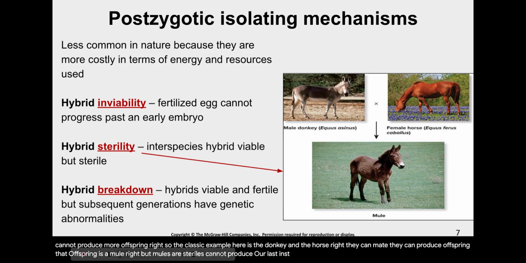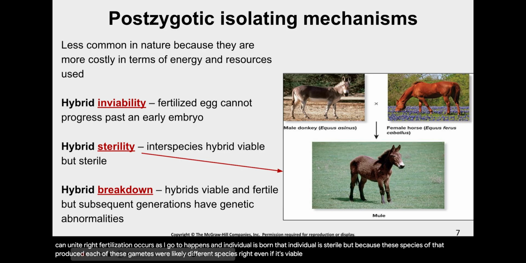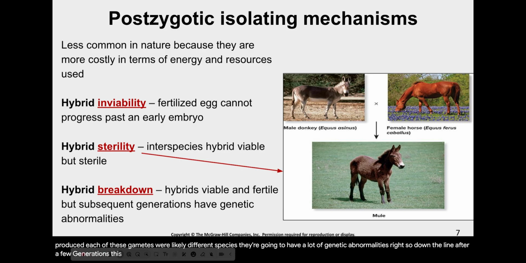Our last instance here is hybrid breakdown. So that's where the gametes can unite. Fertilization occurs, a zygote happens, an individual is born. That individual is viable, but because the species that produced each of these gametes were likely different species, even if it's viable and fertile, they're going to have a lot of genetic abnormalities. So down the line, after a few generations, this population would likely die out because it wouldn't be able to sustain itself. There'd be too many genetic abnormalities for this population to be healthy.